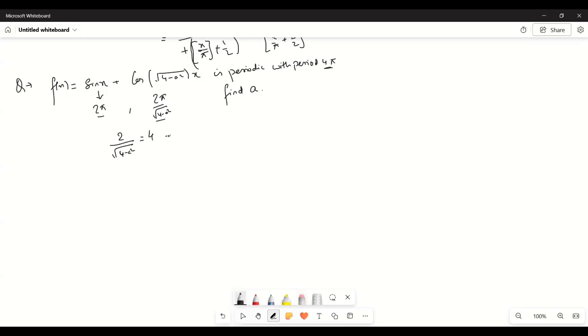So this entity must be equal to 4. यहाँ से find the value of a. So what do we get? Root over of 4 minus a square is half. और 4 माइनस ए स्क्वायर इज 1/4. तो ए स्क्वायर आ जाएगा 4 माइनस 1/4. तो 16 माइनस 1. ए इज प्लस माइनस रूट 15/2. समझ में आ गया?